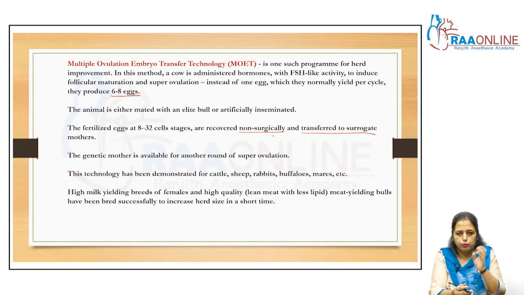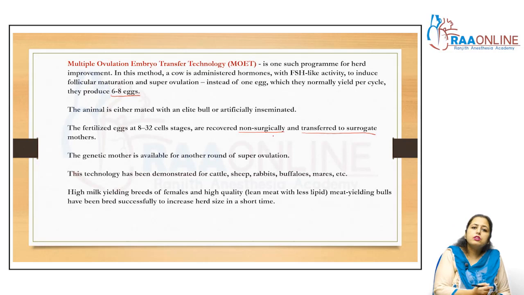So the genetic mother is available for another round of super ovulation, and this technology has been demonstrated for cattle, sheep, rabbits, buffalo and mares, etc. What is the benefit of that? High milk yielding breeds of females and high quality meat yielding bulls have been bred successfully to increase the herd size in a short time, right? So that is the benefit of multiple ovulation embryo transfer technology, and it is important from the examination point of view, for the competitive as well as the board exam.